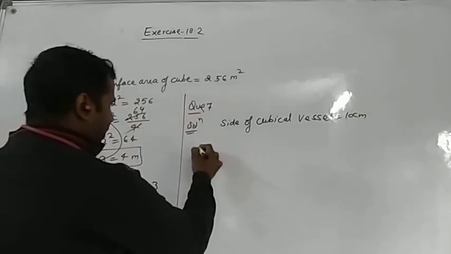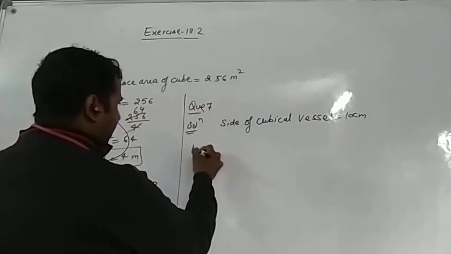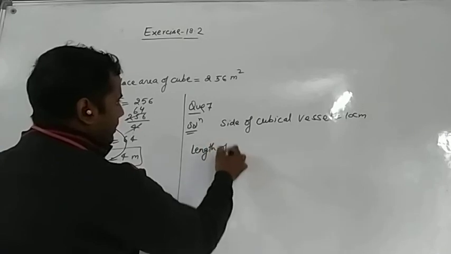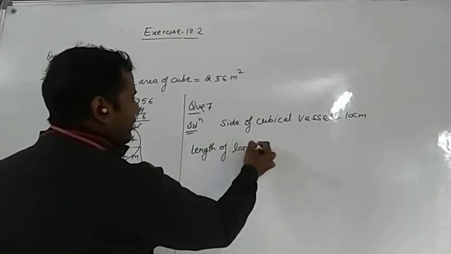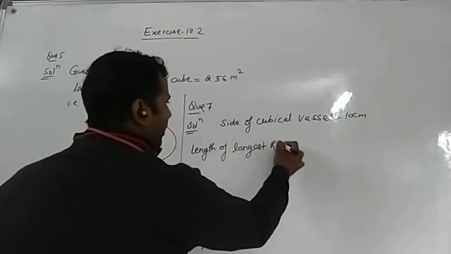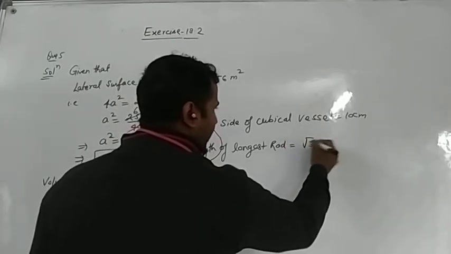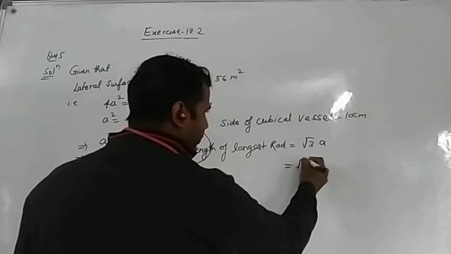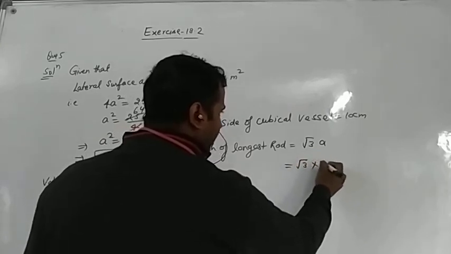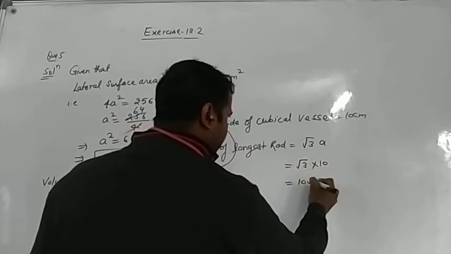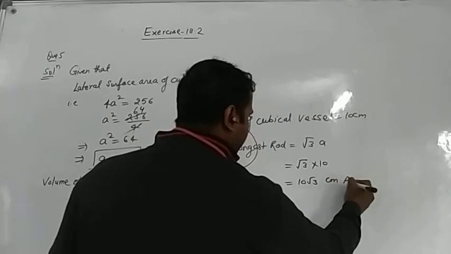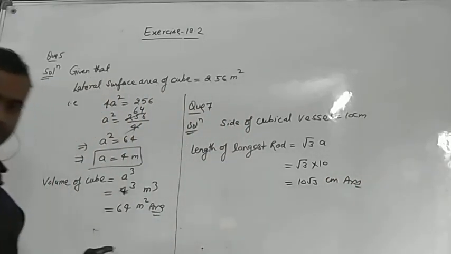Now, as we know, length of longest rod is equal to under root 3 a. Now, under root 3 into 10 is equal to 10 root 3 centimeter. This is the required answer.